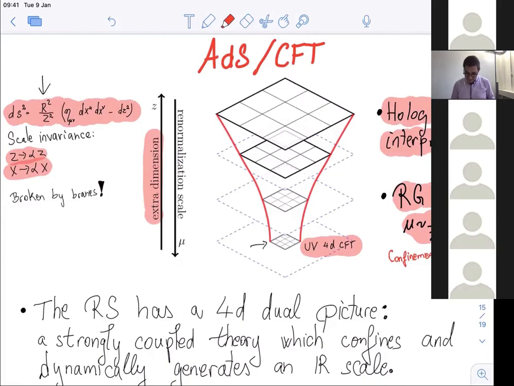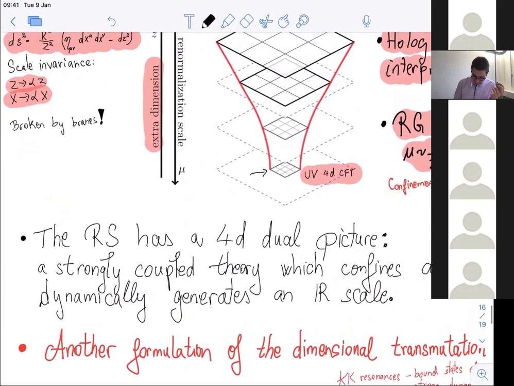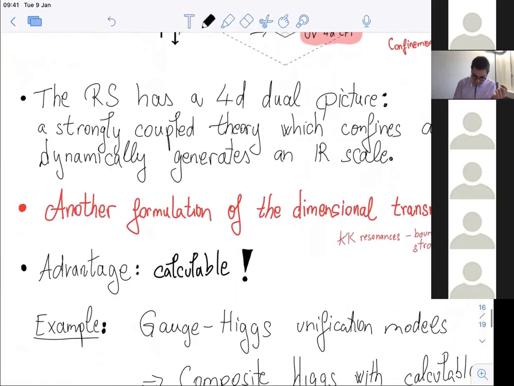So what actually happens in this 4D dual picture is that you have this nearly conformal field theory. There is the renormalization flow, and then around the infrared brane, somewhere up, you have the confinement. There will be dimensional transmutation, and we have already seen this thing. We discussed this last time. The dimensional transmutation is how QCD generates the mass scale. So basically, the KK resonances in RS are the bound states of strong dynamics.